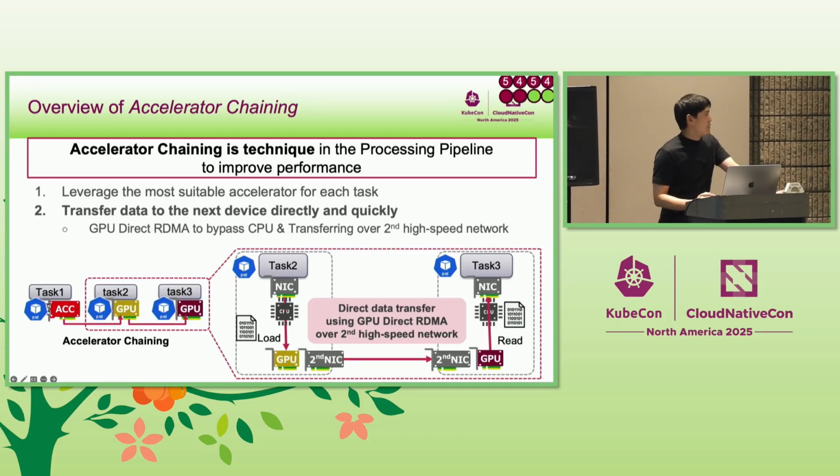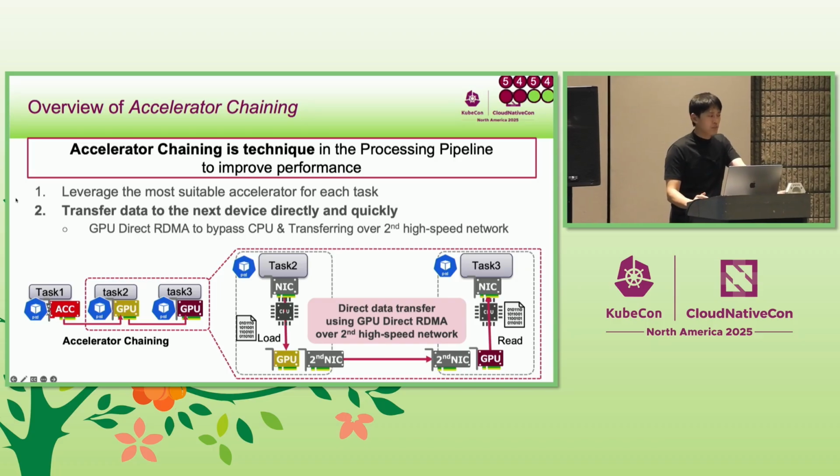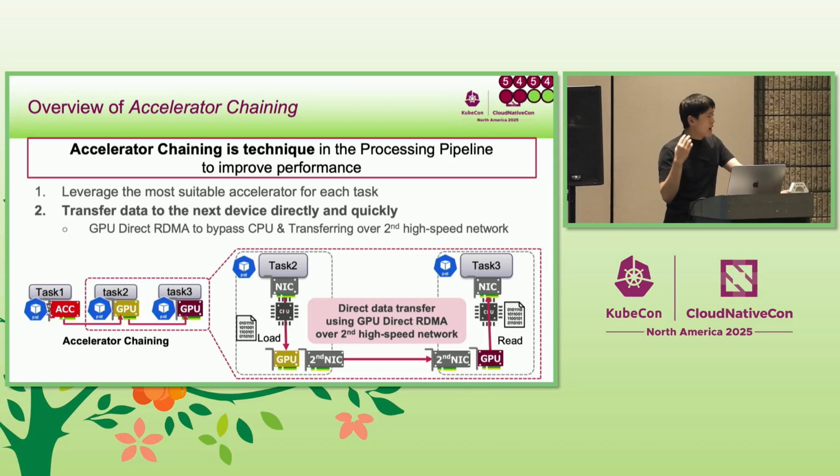To improve performance, we are introducing a new technique called accelerator chaining in the processing pipeline. The name comes from the idea that data is passed on between accelerators, forming a chain. Accelerator chaining is a technique that performs the following two functions. First, it leverages the most suitable accelerator for each task. What I mentioned in the introduction was actually part of this technique. Second, it transfers data to the next device directly and quickly.